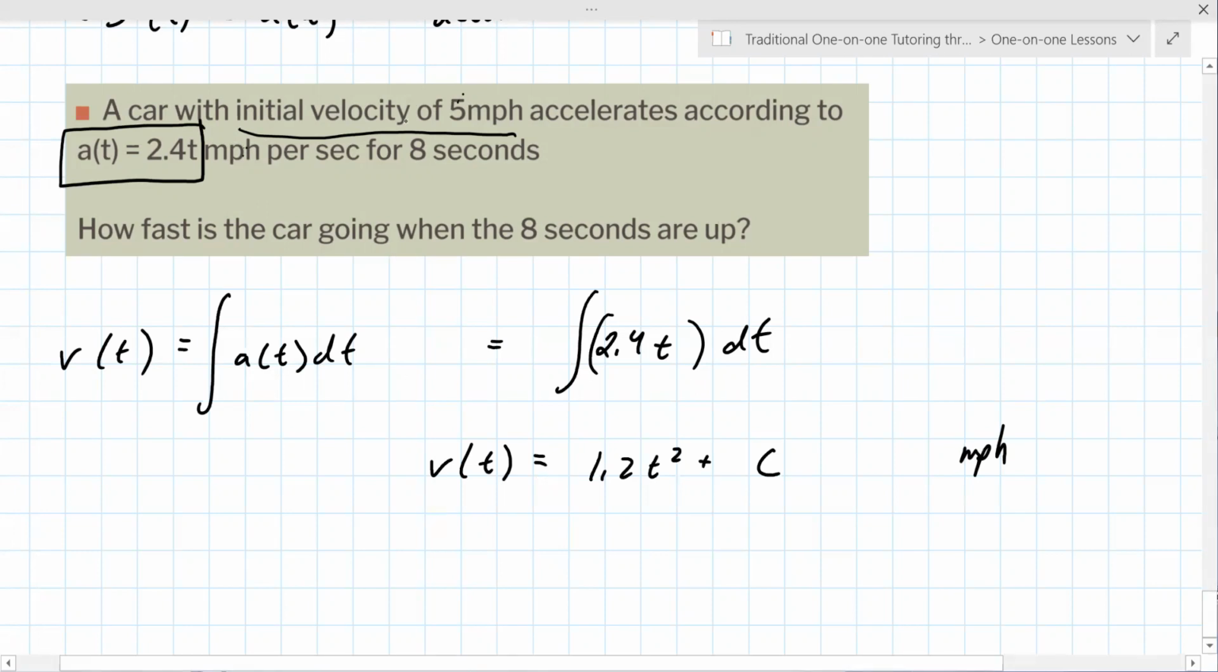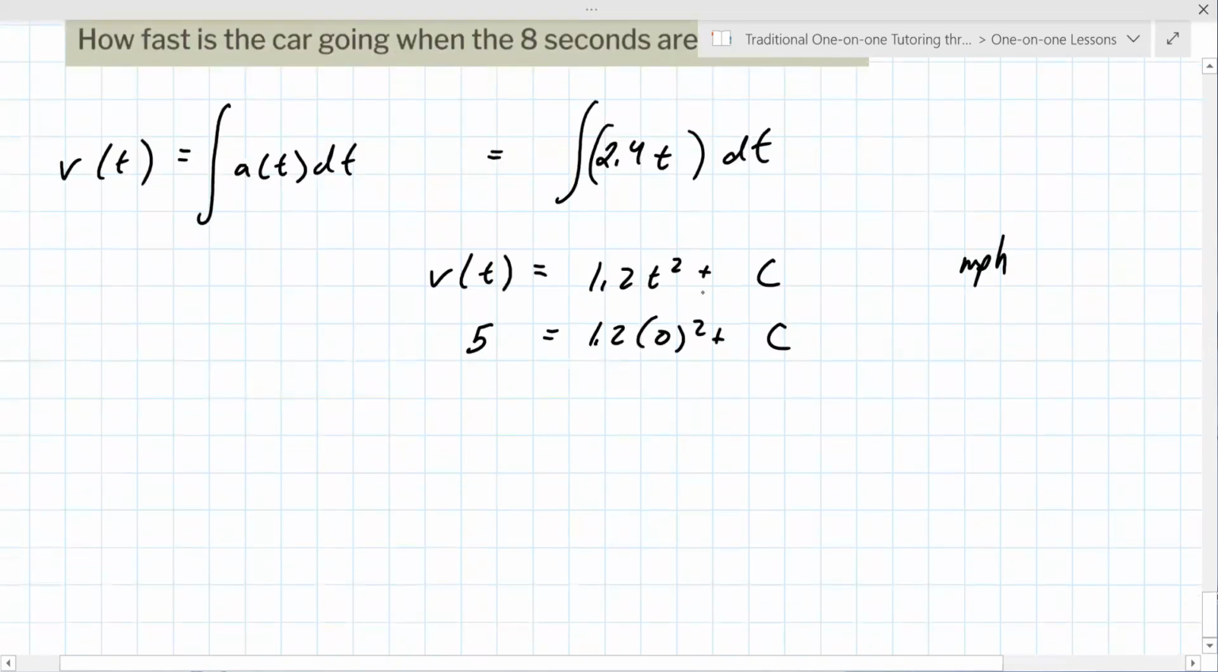So the initial velocity at time 0 is 5. So when t equals 0, v of t equals 5. So we have 5 equals 1.2 times 0 squared plus c. If you remember in the last problem, we did a bunch of those, they're called initial value problems, where you find the constant of integration. So c is 5. So your v of t is 1.2 t squared plus 5 miles per hour.